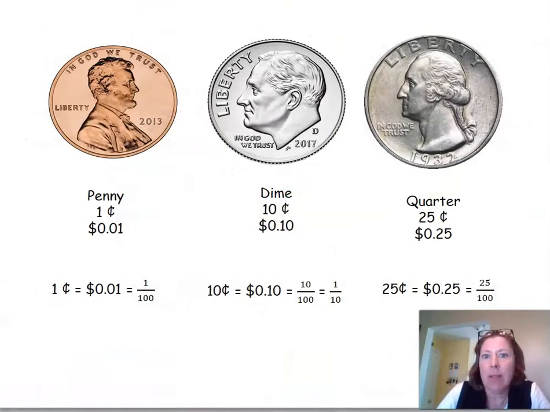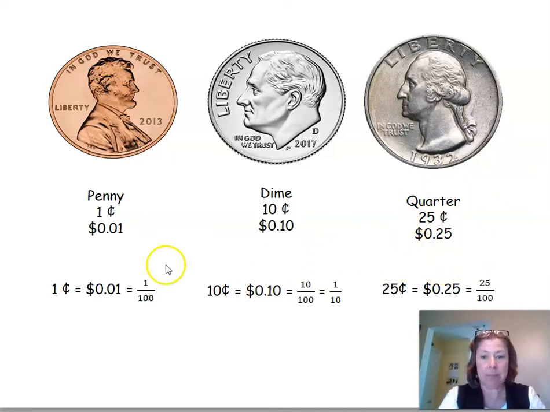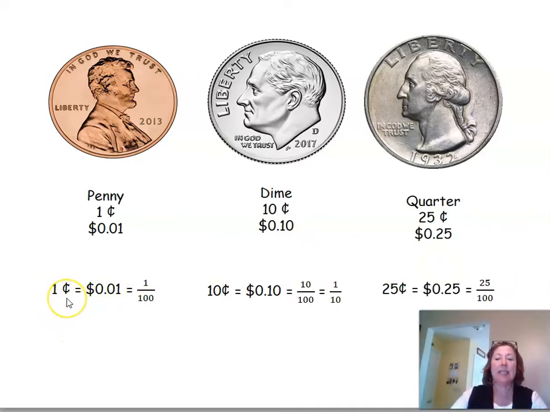Now we know along with our dollar, we have change. We have our penny, which is worth 1 cent. And if I were going to write that as a decimal, it's 0.01. I have my dime, which is worth 10 cents, and my decimal would be 0.10. I have a quarter, which is worth 25 cents, and my decimal would be 0.25. So if I go back and think about my 1 cent again, 1 cent is equal to 0.01. A penny is 1/100th of a dollar because there's 100 pennies in a dollar.